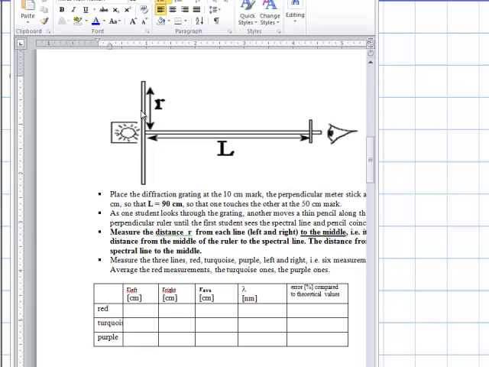I also want to show this image, because if we're looking here at, for example, the purple line, then we would have an angle theta, where tangent of theta would be R over L. Keep that in mind. So again, if we're looking at a line over here, R over L equals tangent theta.